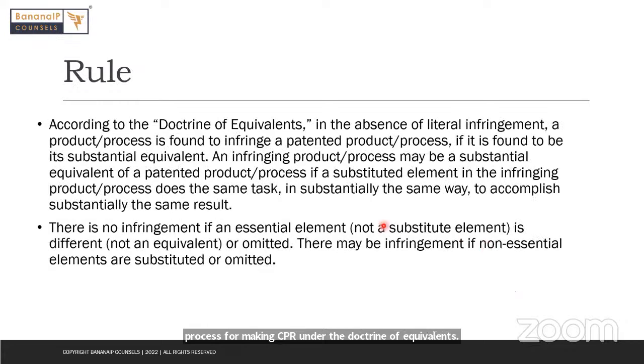Now, the rule for the doctrine of equivalence is that even though there isn't literal infringement, there can still be infringement if in an allegedly infringing product or process, a substituted element does the same task in substantially the same way to accomplish substantially the same result. Now, there is no infringement if an essential element is omitted. In other words, this substitute element has to be in a way essential to the equivalent in the patented product or process.